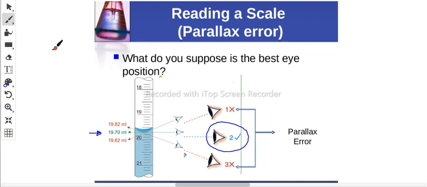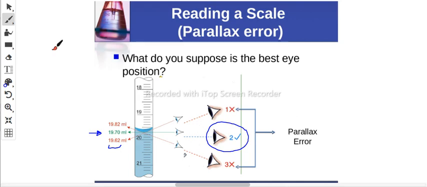or cubic centimeter. On the other side, if your eyes were above the scale, the number that will be taken is below the actual, which is 19.62. But if it is below the scale, the number will be above, which is 19.82 milliliter.